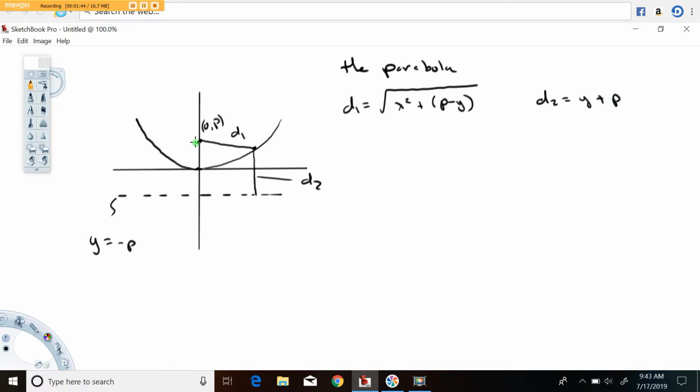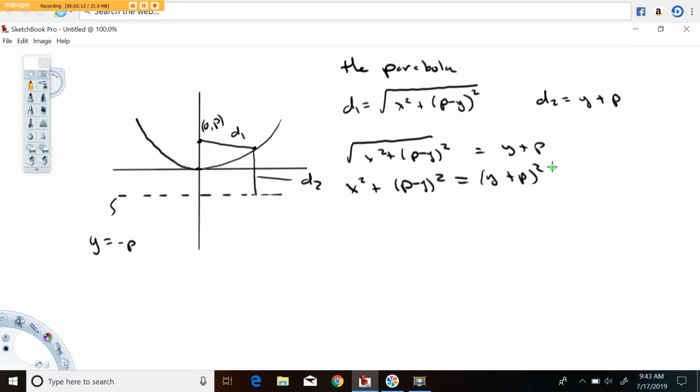And again, the parabola is defined as the set of all points in the plane where d1 and d2 are equal. So what we'll do is set these equal to one another. The square root of x squared plus (p minus y) squared, I forgot my square there, equals y plus p. We're going to see where this leads us. If we square both sides, this reads x squared plus the quantity p minus y, squared, equals (y plus p) squared. And then x squared plus, if we expand this out, p squared minus 2yp plus y squared. Expanding this one, we get y squared plus 2yp plus p squared.